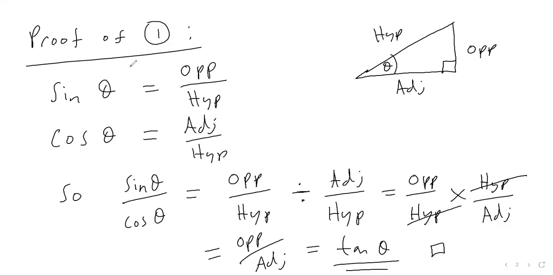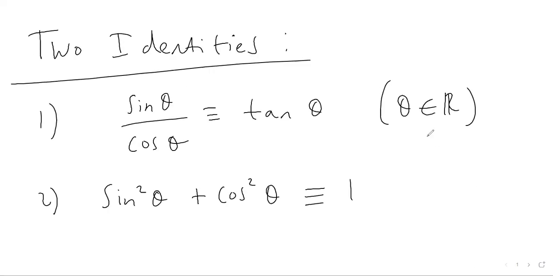So yeah, that's how we would prove the first identity, sin theta divided by cos theta is tan theta, and also sin squared plus cos squared is 1. That's how you prove these two identities.